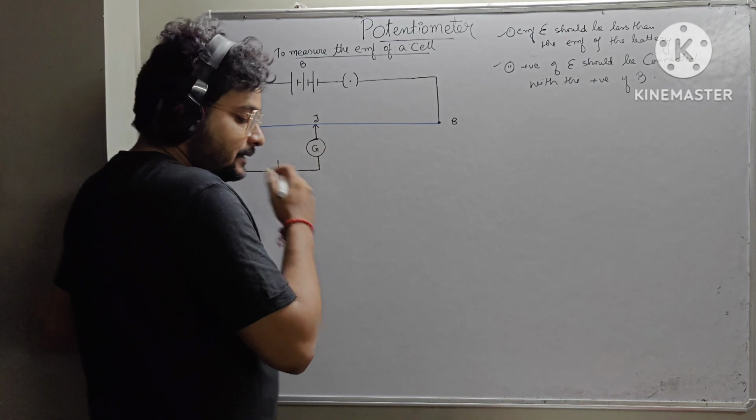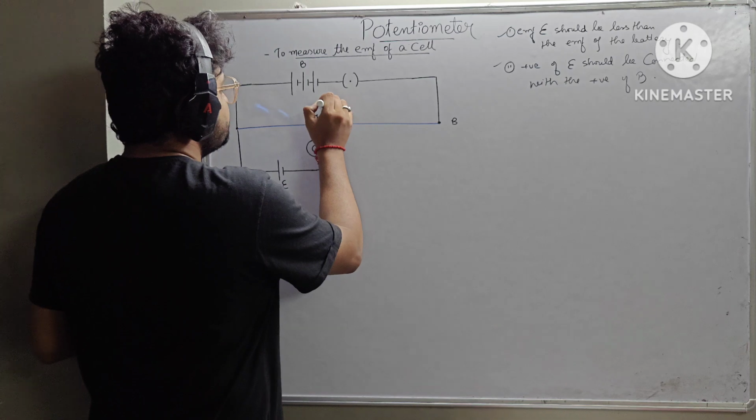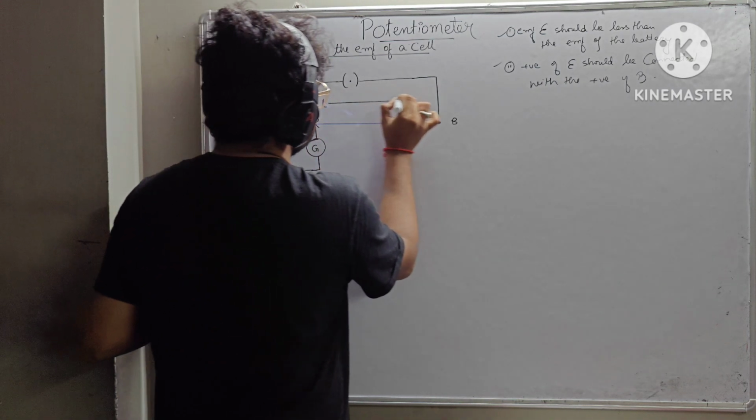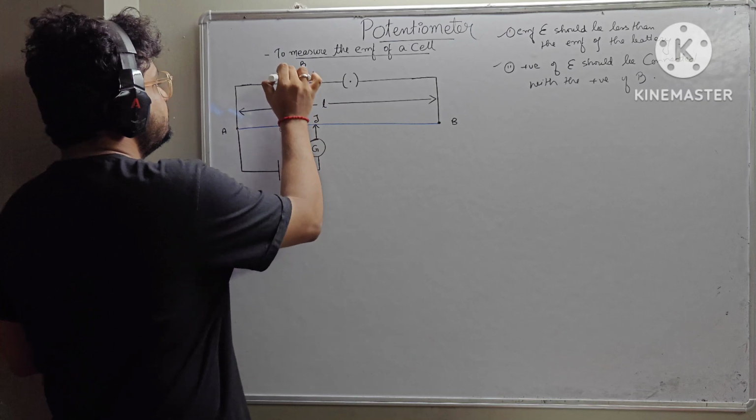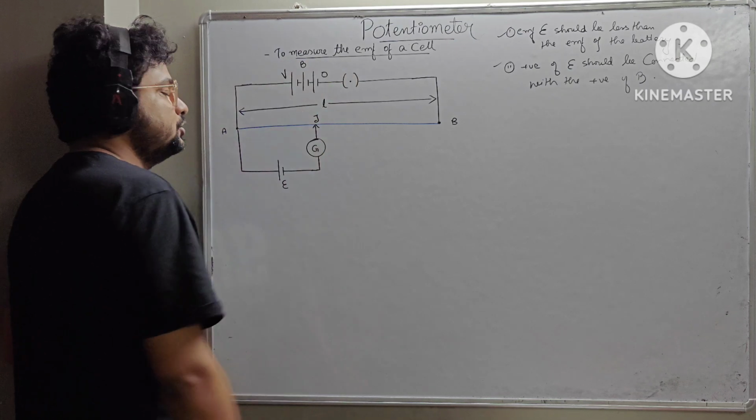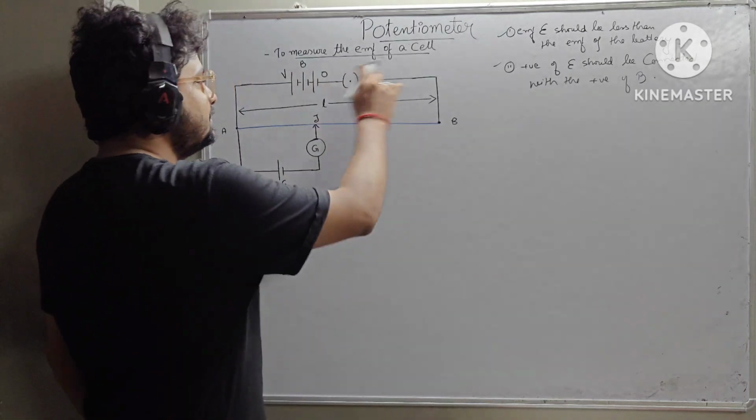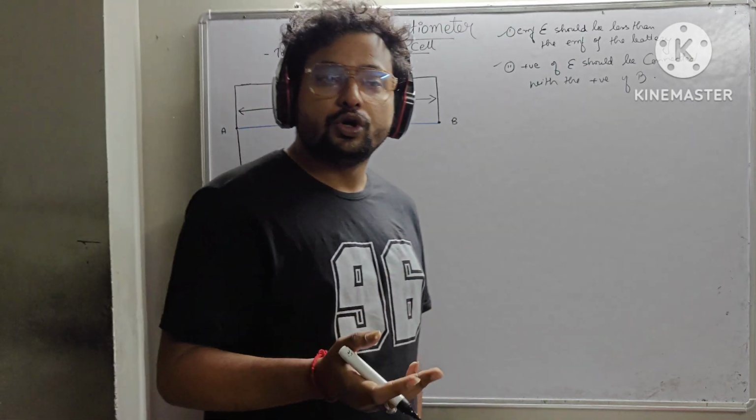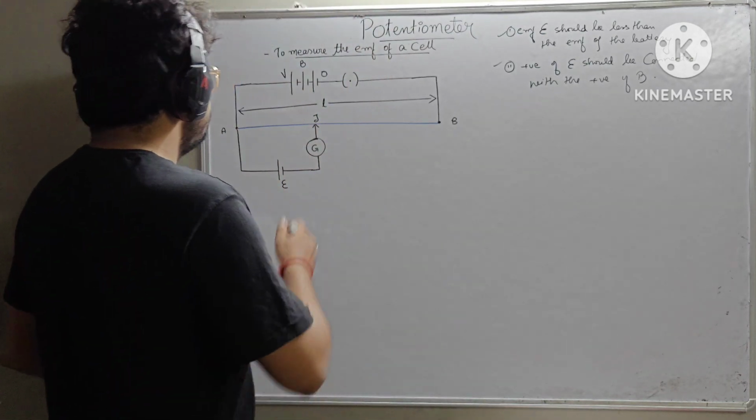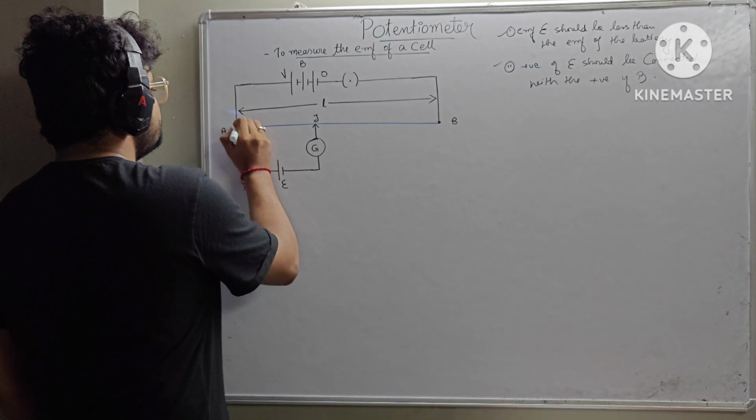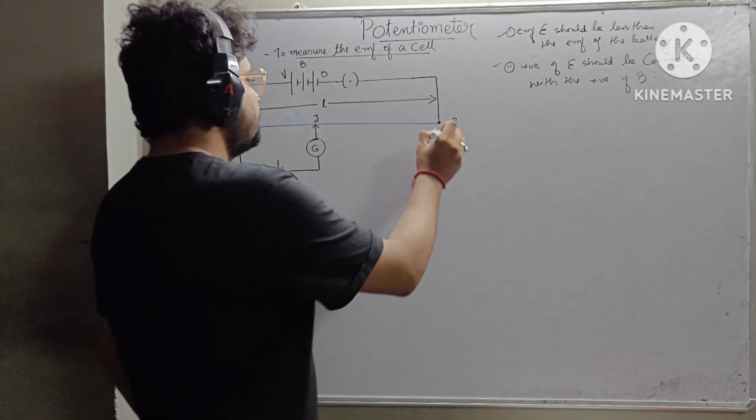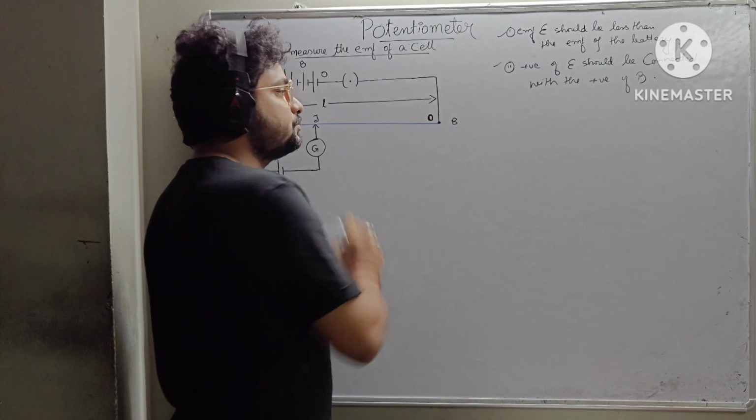Now let's see. The length of the potentiometer wire, suppose it is L. L is the length of the potentiometer wire. This is suppose V volt, this is suppose 0 volt. This is a copper wire, I already told you, so in copper wire there is no drop in potential. So if this is V volt, this particular point is also going to be V volt. This is going to be 0 volt.